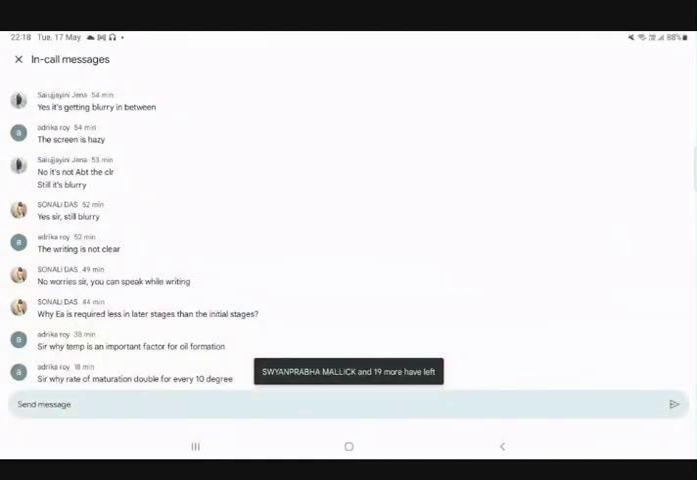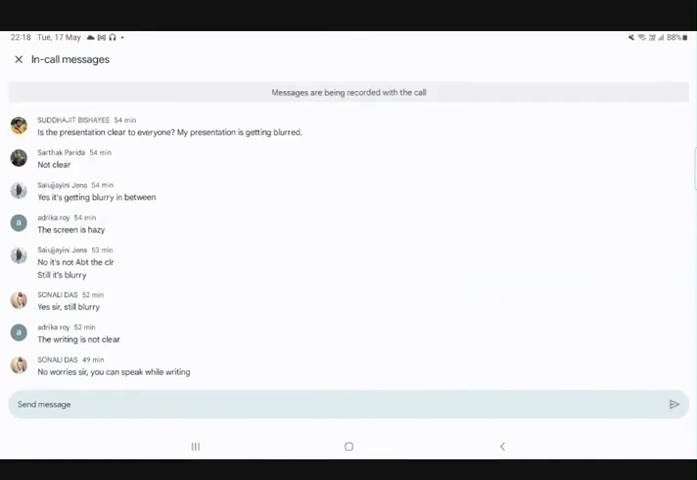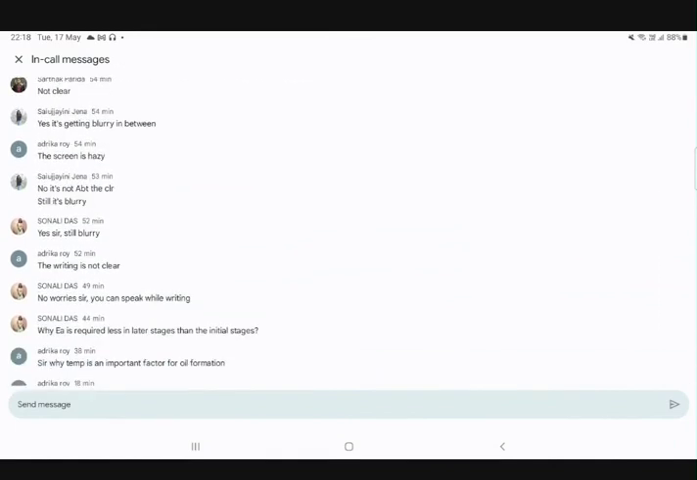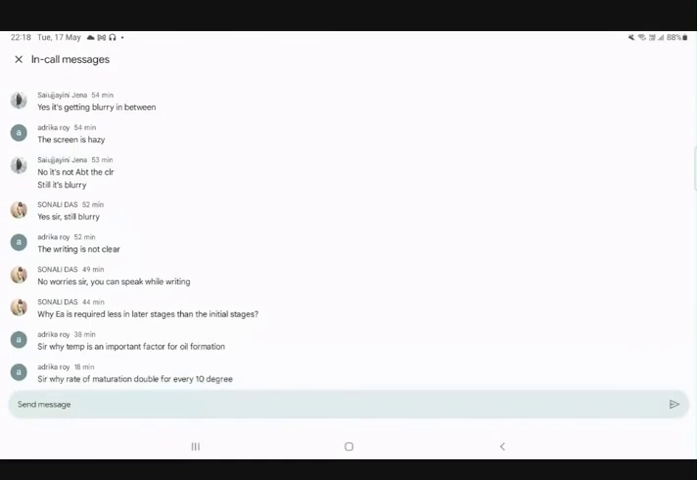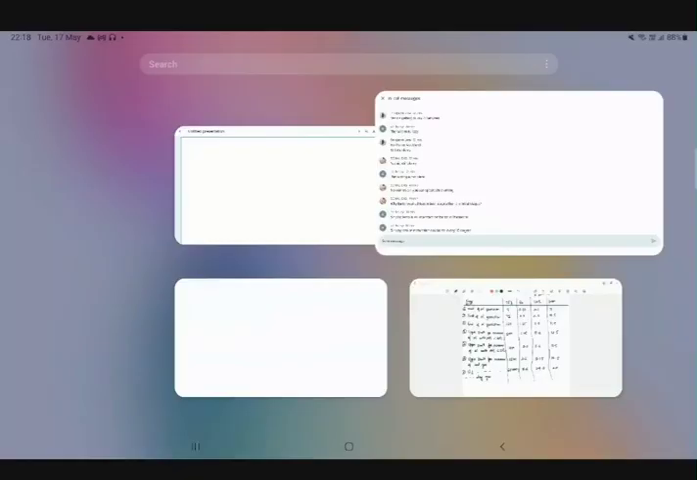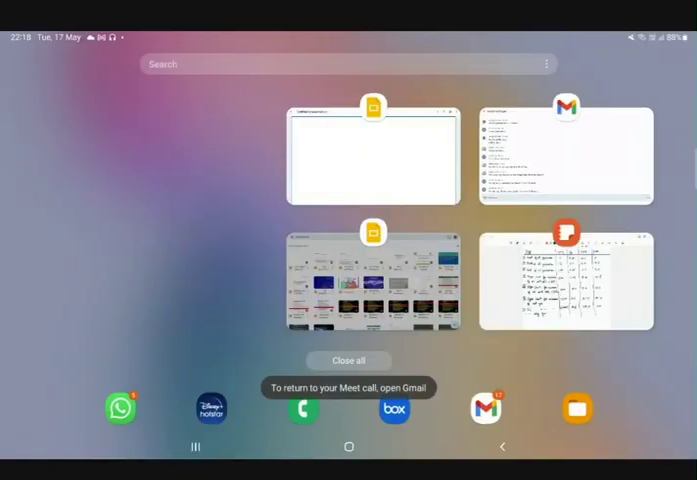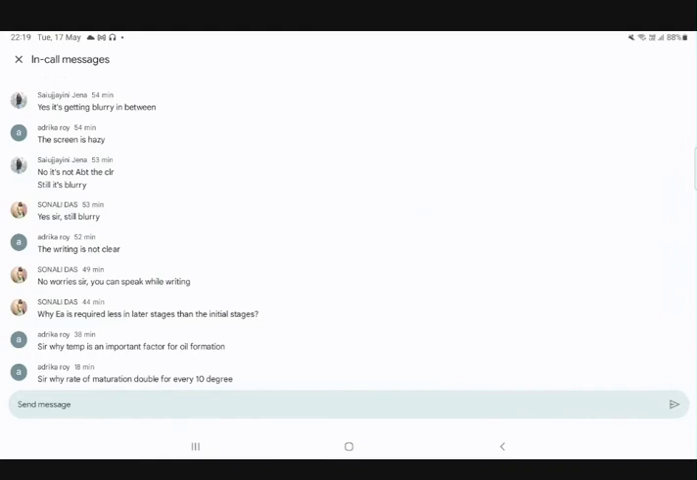Why does the rate of maturation double for each 10 degrees Celsius rise in temperature? And what other questions have come? The first one is why EA is required less in later stages than initial stages, and the second is why temperature is an important factor for oil formation. Okay, so I will answer the first one first. The first question is why EA is required less in later stages.